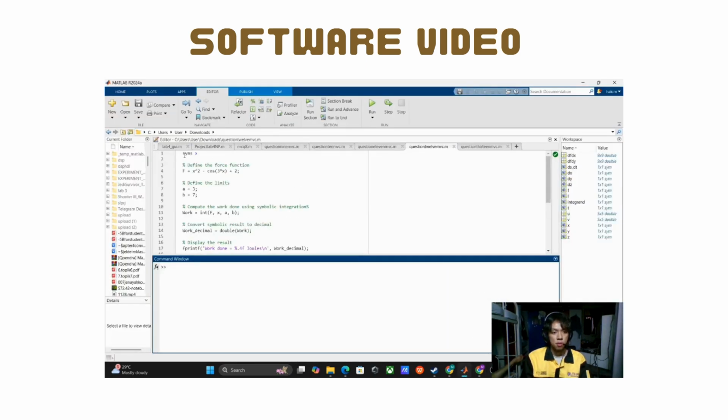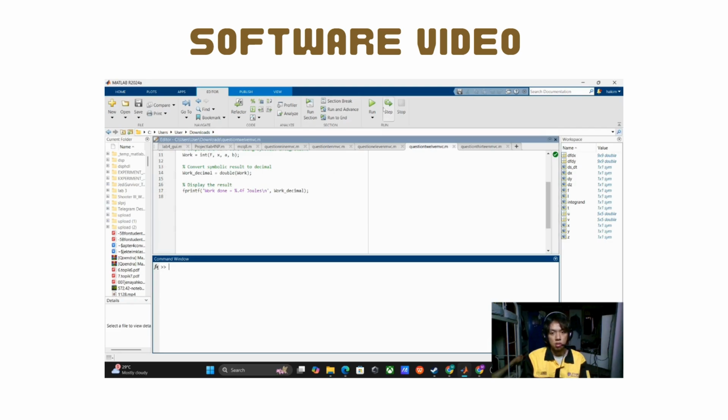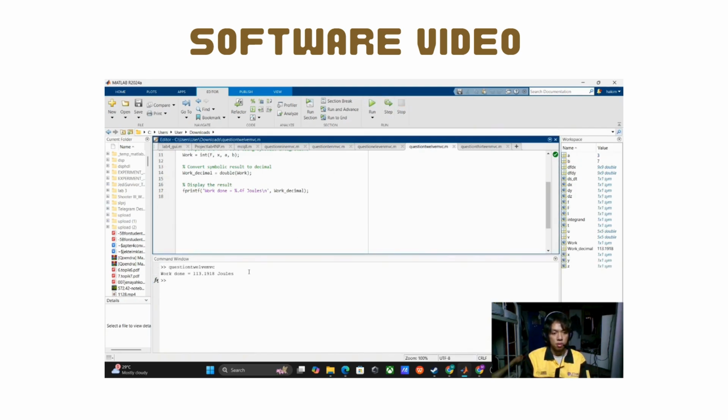For MATLAB, we use syms x to define x, and then we define the force function and use int to integrate within the given limits, and then we compute the work done using symbolic integration. After that we convert the symbolic result to decimal and display the result. Then you can get the output result: the work done is 113.1918 joules.